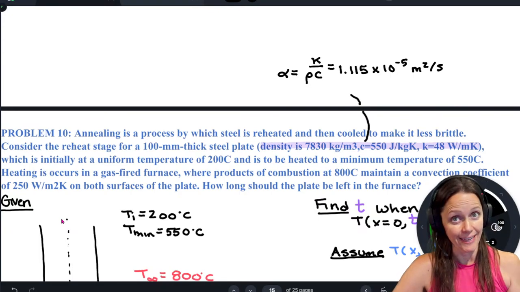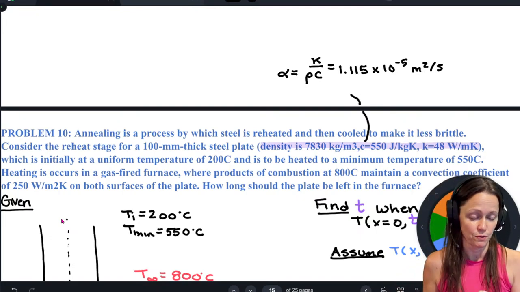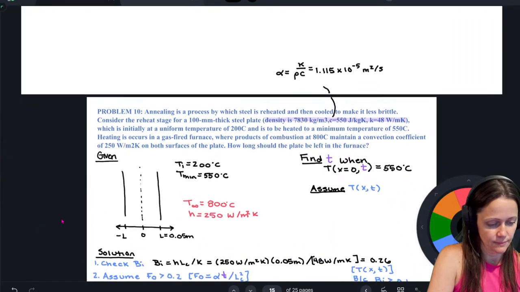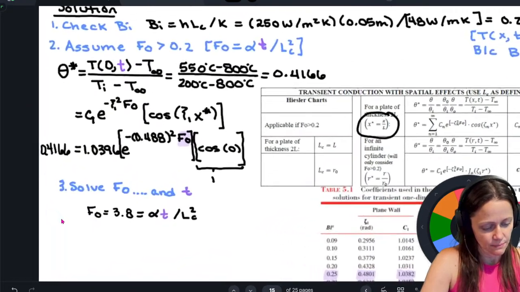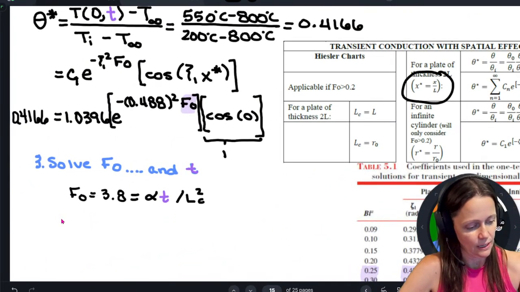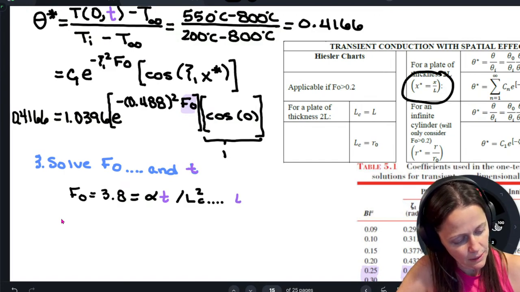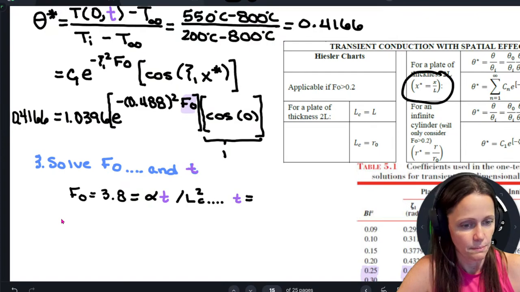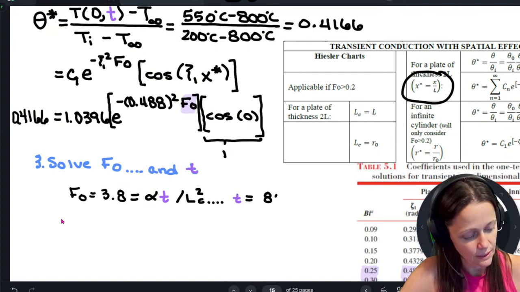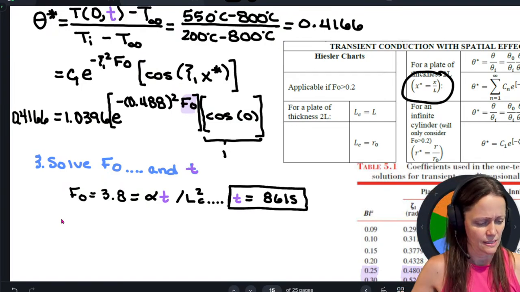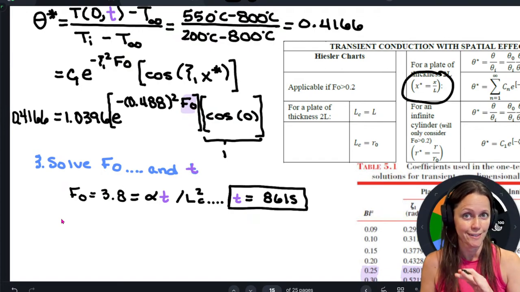Now that I have that, I have enough information to plug that into the equation for my Fourier number and then calculate a time from that. So I got my thermal diffusivity. My time ends up being 861 seconds. And I'll box that because that was what I was looking for. It's not a five, it's a second. 861 seconds.